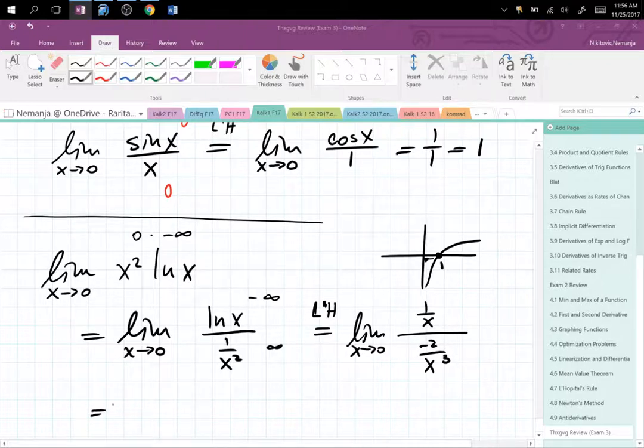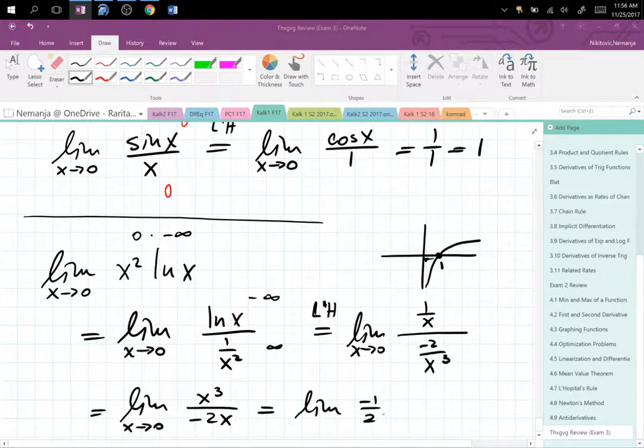So now work out all of the algebra here. And what I get is x cubed divided by negative 2x. Now that cancels. And I get limit of negative 1/2 x squared as x goes to 0. And now when I plug in that 0, I get a big fat 0. Then the problem is solved.